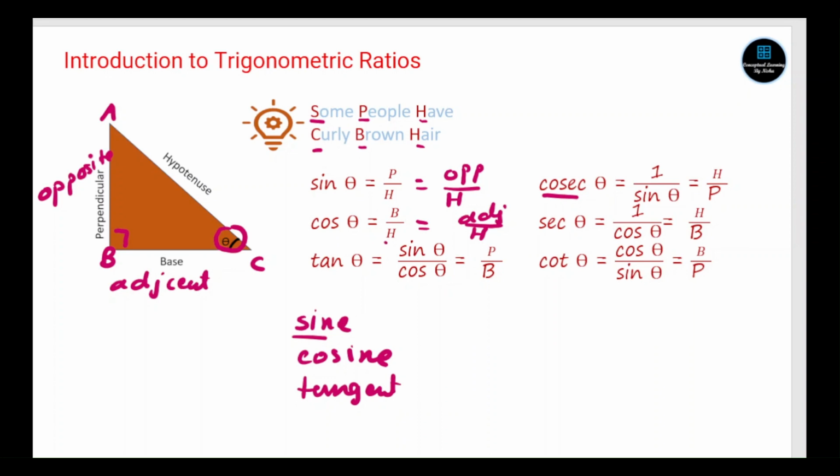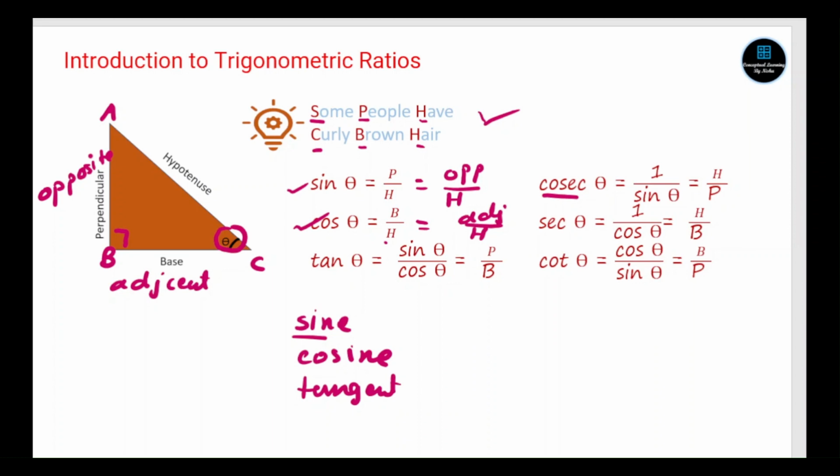So you have to simply remember this: some people have curly brown hair. Sine theta is P upon H, cos theta is B upon H. Once you know these two, you can write all the remaining. Tan theta is sine theta upon cos theta, so you can simply take the ratio. Cosec is the reciprocal of sine, sec is the reciprocal of cos, and cot is the reciprocal of tangent. If you remember this much, you can write the remaining ratios. It is very easy to remember. I hope you understood this trick.